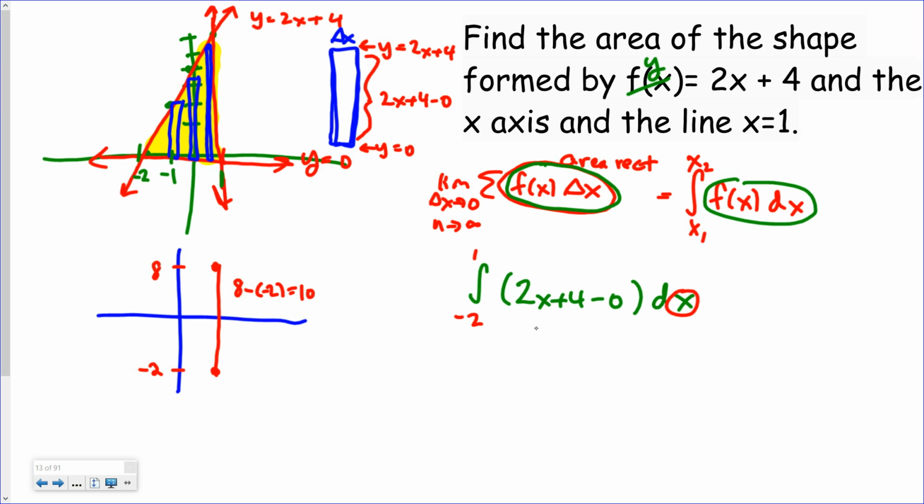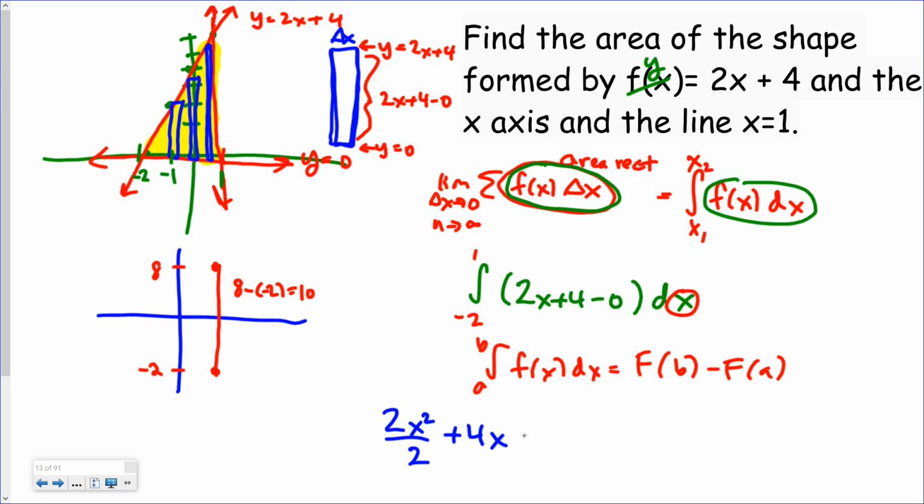So let's go ahead and integrate this. Remember, the integral of f of x dx is equal to the antiderivative. This is the first fundamental theorem of calculus. The antiderivative: first you plug in your b, then you plug in your a, then you slap a minus sign in the middle. So this is going to be 2x squared over 2 plus 4x, and the 0 I can ignore. And this will go from -2 to 1. I can actually ignore that part right there.